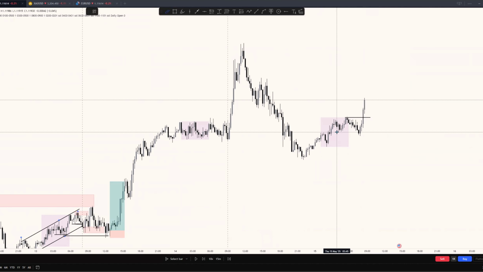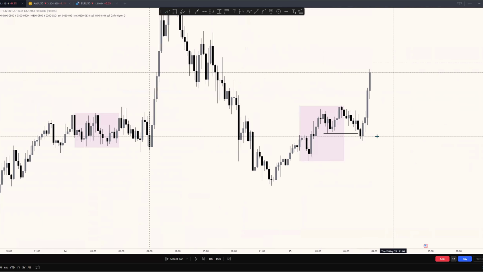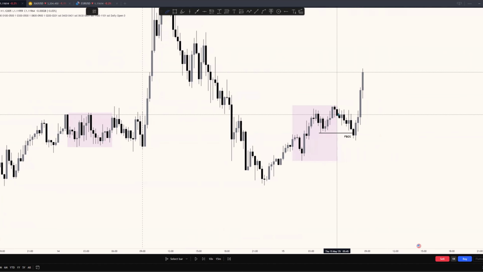Okay, so we created a fake break of structure to the downside. Now the question is, is this fake break of structure significant? Is this important? You can take your time and think a bit. So it's an FBOS. And the answer is yes, it is, right?